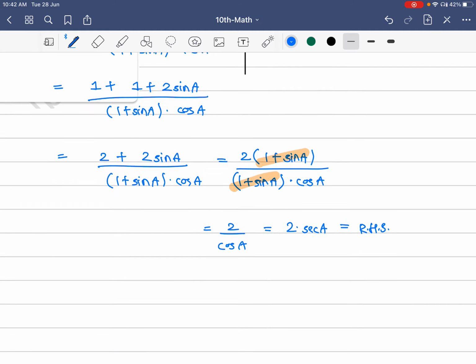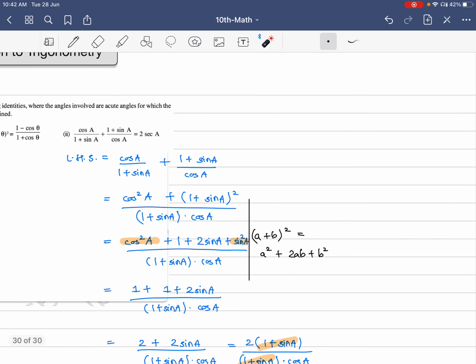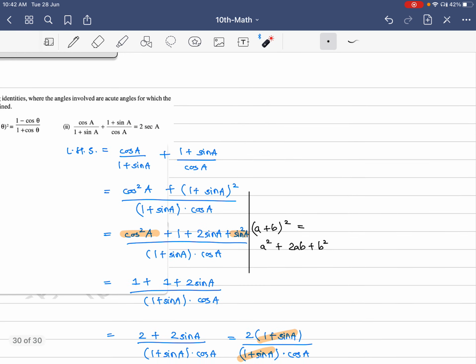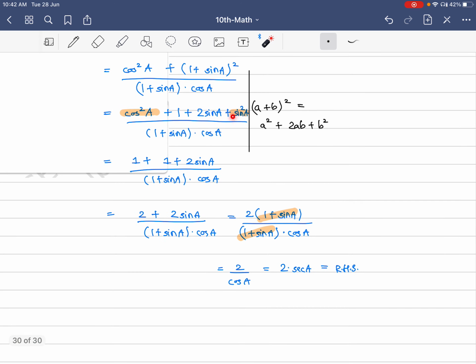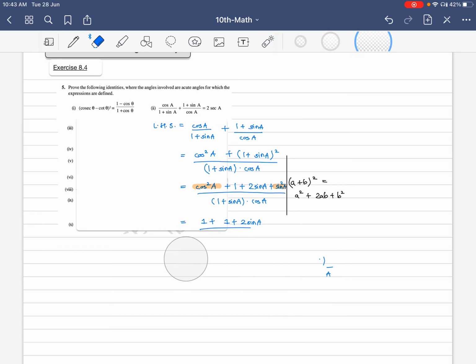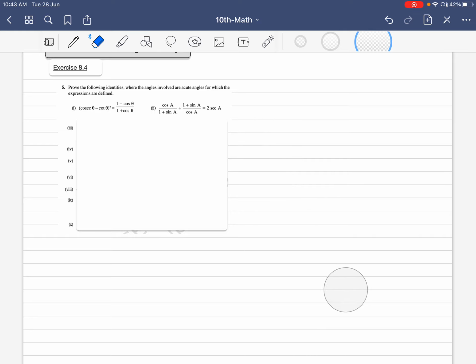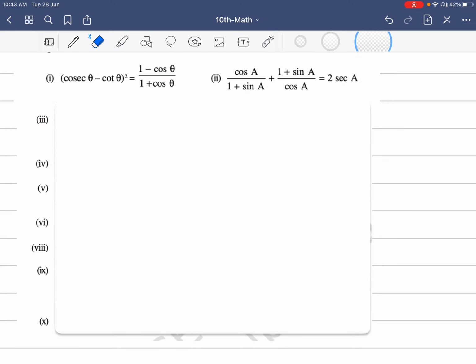Yes, so once again, this was our right hand side, 2 sec A. So we started with the left hand side, solved, used different identities, used this cos square A plus sin square A trigonometric identity, solved, and we reached our right hand side. So LHS is equal to RHS, and that is how you solve these equations. So once again, let's get rid of this. Okay, and now let's focus on our problem number 3.